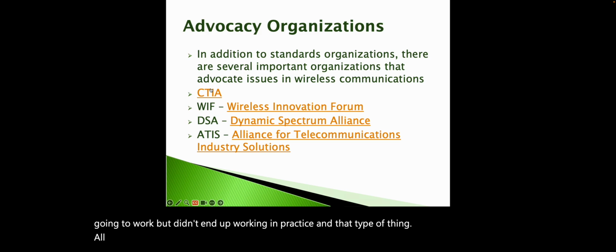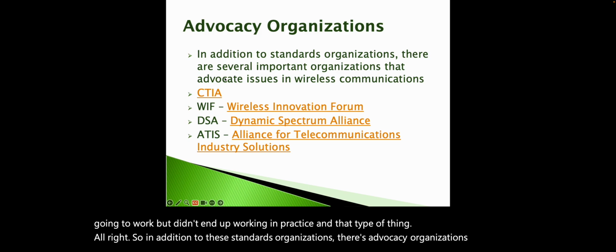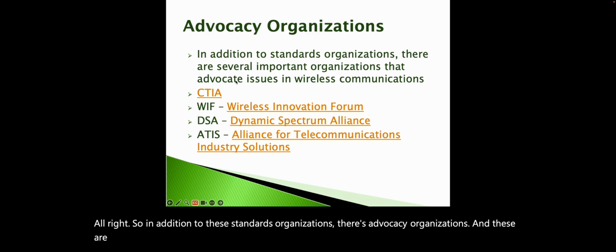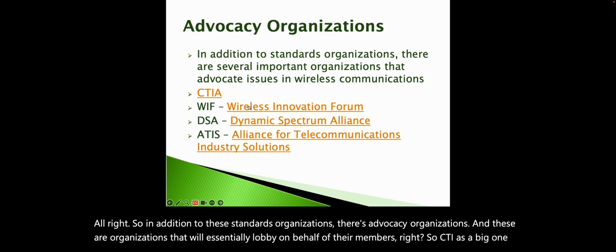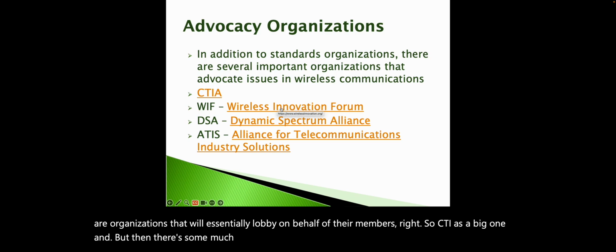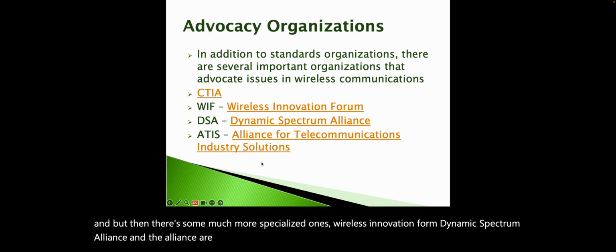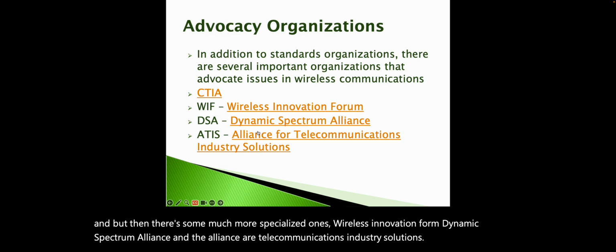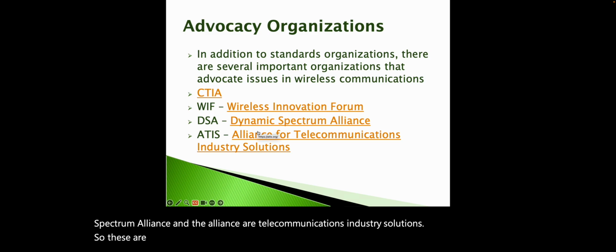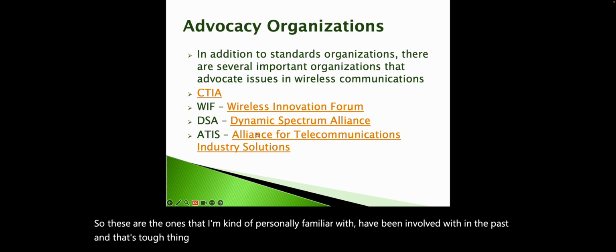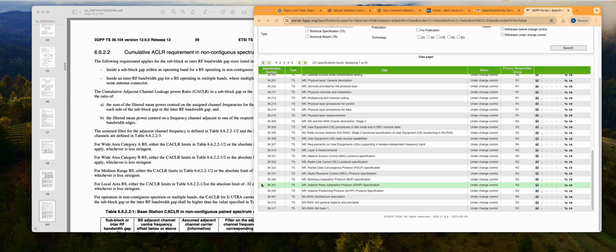All right, so in addition to these standards organizations, there's advocacy organizations, and these are organizations that will essentially lobby on behalf of their members, right? So CTIA is a big one, but then there's some much more specialized ones: Wireless Innovation Forum, Dynamic Spectrum Alliance, and the Alliance for Telecommunications Industry Solutions. So these are the ones that I'm personally familiar with and have been involved with in the past. So lots more, but these are just some of the big ones.